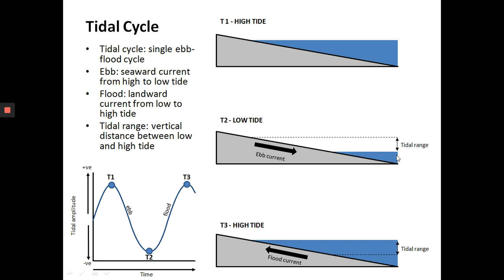Now, you have a level which is low tide, and then you have a level which is high tide. And that vertical distance between the two is called the tidal range. So that's an important term you need to know. We'll come back to that in the next lecture on the different environments in the coastal system.